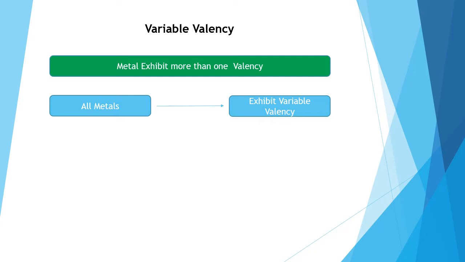For example, an atom of iron has 2 electrons in the valency shell. On losing these electrons, it has valency 2+. However, sometimes it manages to lose one more electron from its inner shell and hence its valency is 3+.